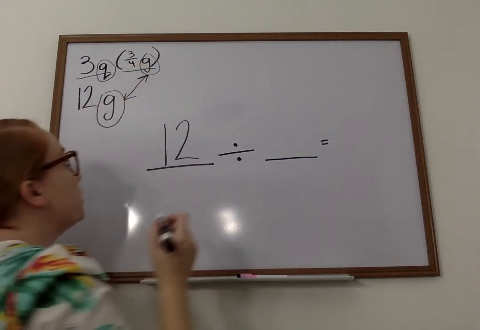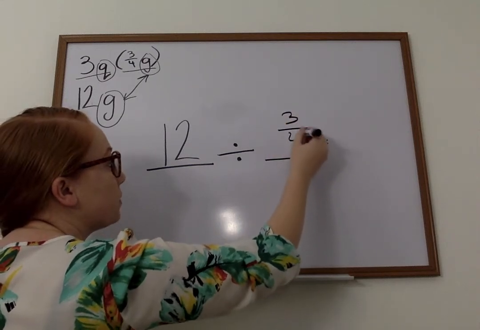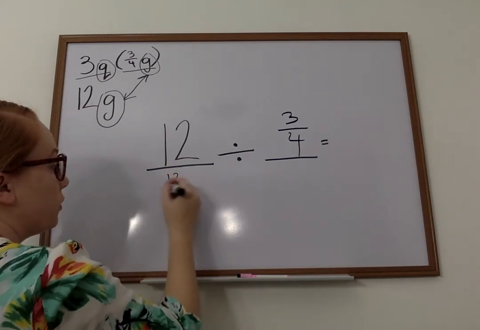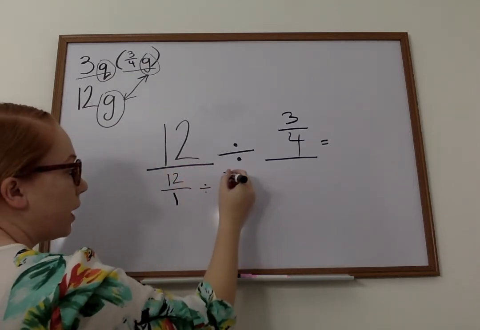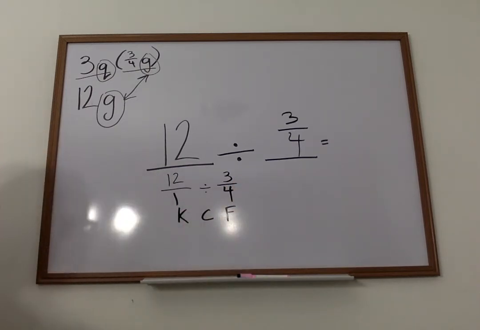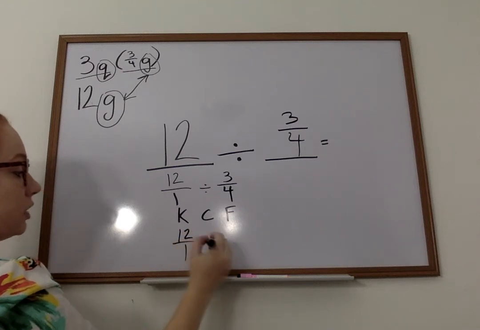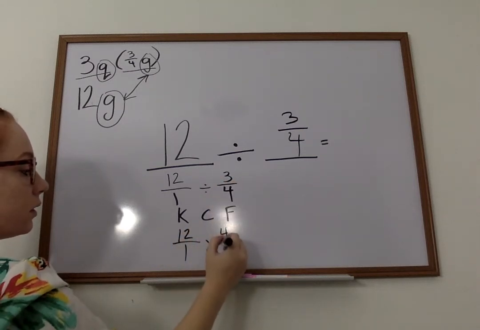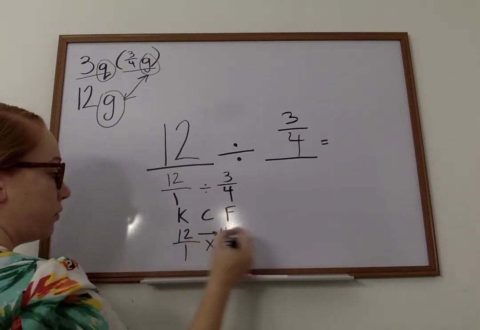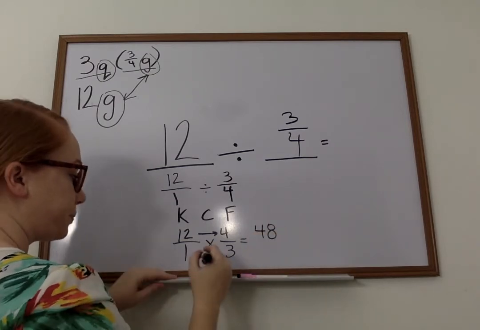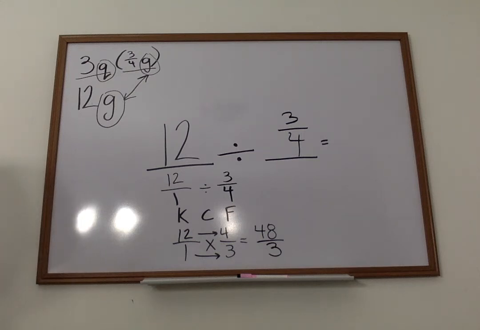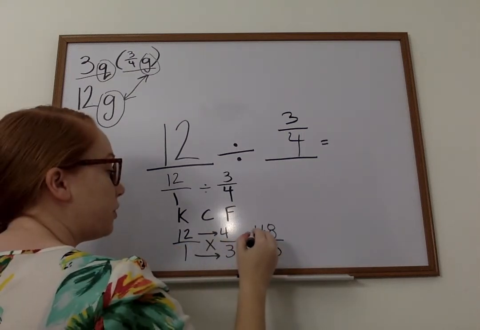So it's going to be 12 divided by 3/4. Now we go ahead and set up our problem like normal. 12 over 1, we got to make 12 a fraction, divided by 3/4. We do the KCF. Keep the first, change the sign, flip the fraction. Now we're ready to go. We multiply across. 12 times 4 is 48. 1 times 3 is 3. We get an improper fraction. We have to figure out how many times 3 goes into 48.